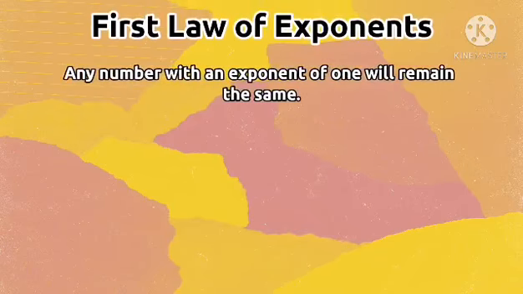The first law of exponents states that any number with an exponent of 1 will remain the same. An example would be 28 to the power of 1 and a to the power of 1. Both of these examples would remain the same value since the exponent is 1.